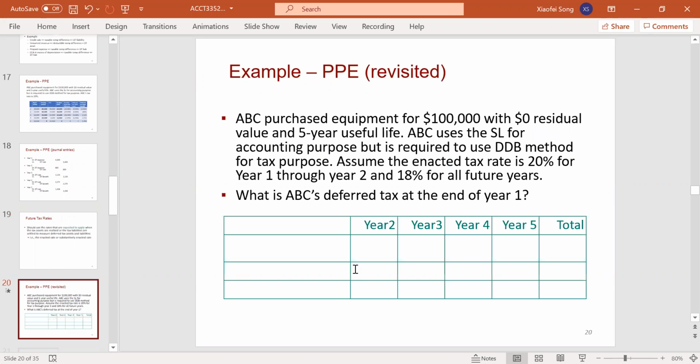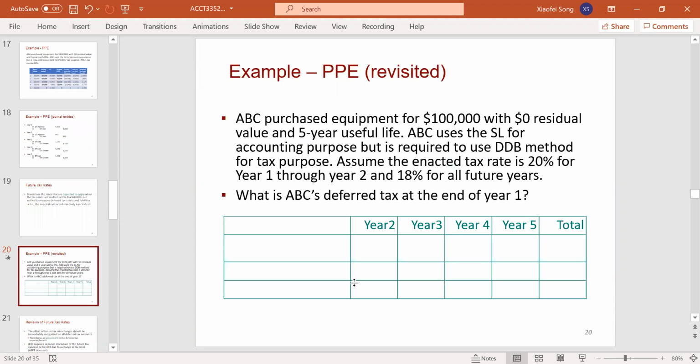So let's look at this example again. We said ABC purchased equipment for $100,000 with $0 residual value, 5-year useful life, and so on. And then towards the end, we assume the enacted tax rate is 20% for year 1 through year 2, and 18% for all future years.